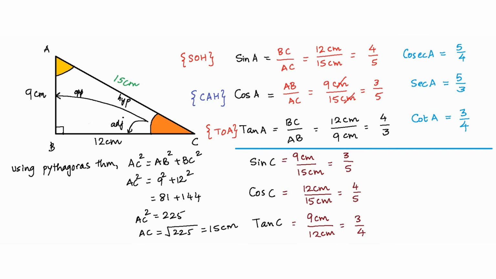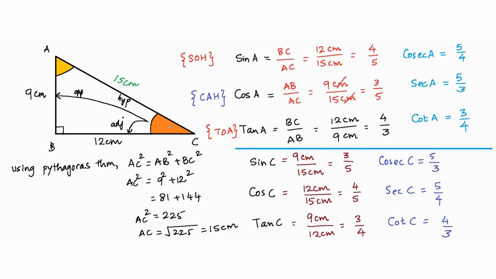If you take the reciprocal of these ratios, the reciprocal of sin is cosec C. So cosec C is therefore 5 upon 3. Sec C is 5 upon 4. And the reciprocal of tan C is cot C. Cot C is 4 upon 3. So these are the 6 trigonometric ratios of angle C. So it is as simple as this.